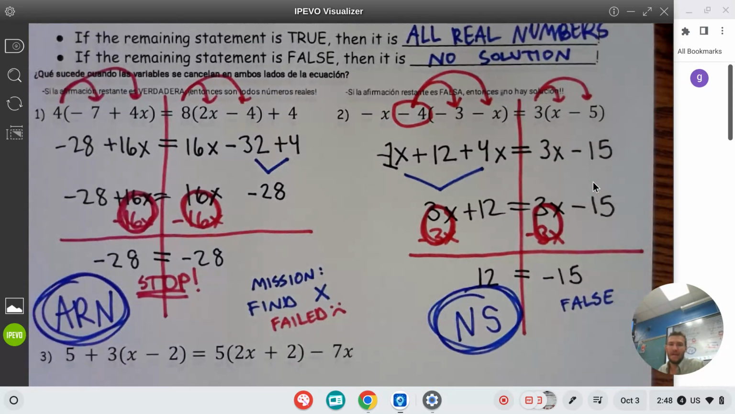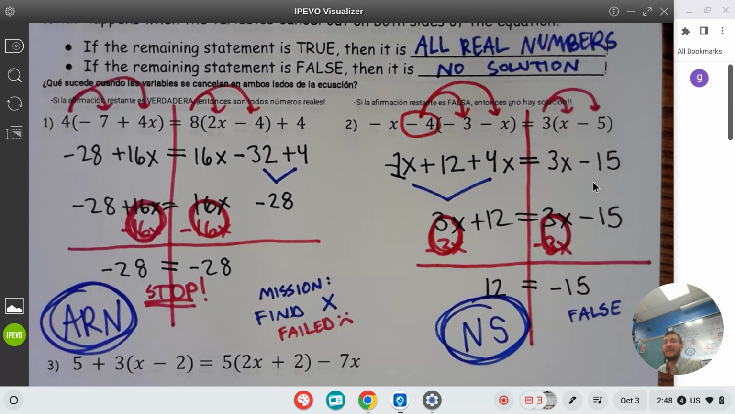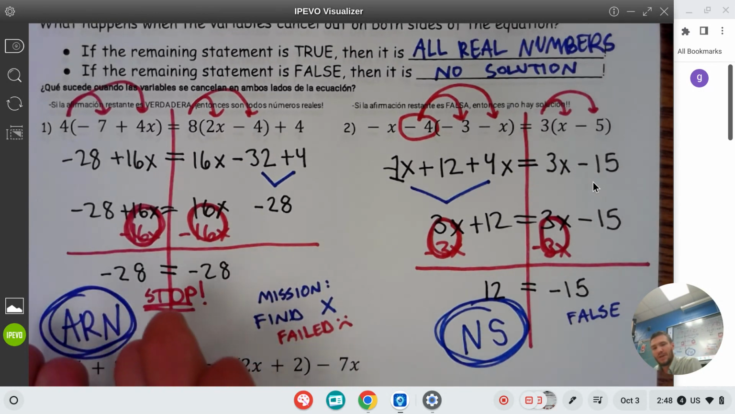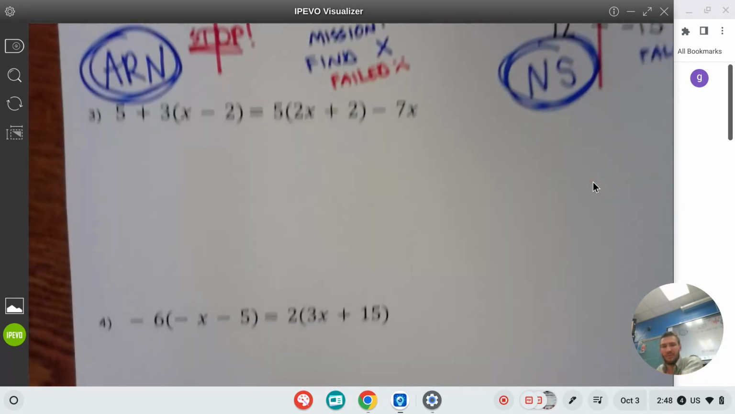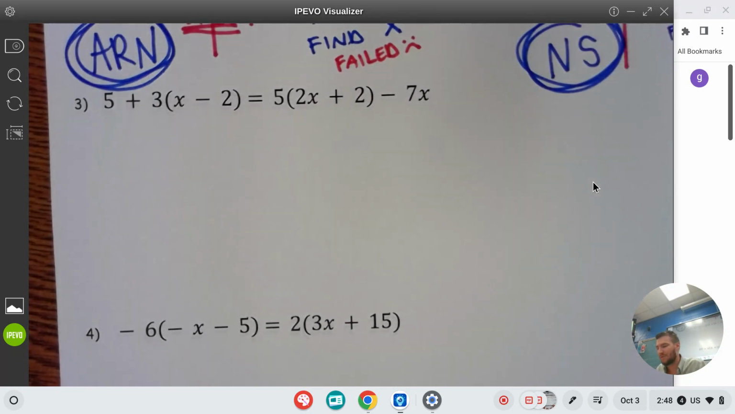Honestly, it's a pretty simple day. You solve the question, and all of a sudden, the x's go away. Once you're solving the question and the x's go away, stop, look at what you have left. Is it true? You put ARN. Is it false? You put NS. That's it.